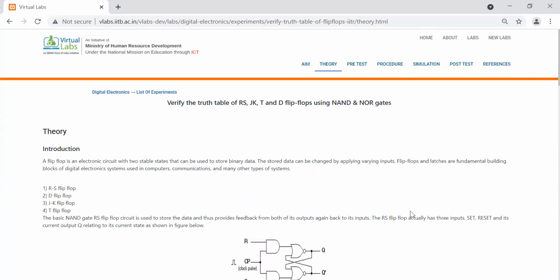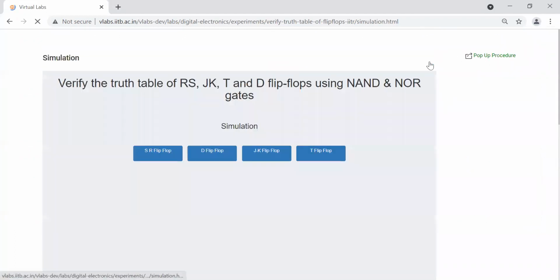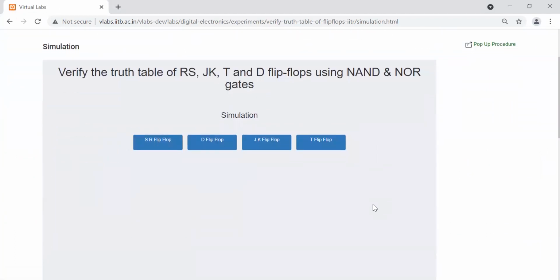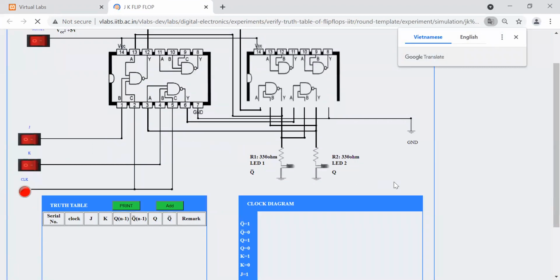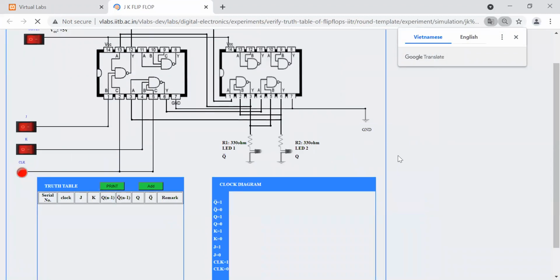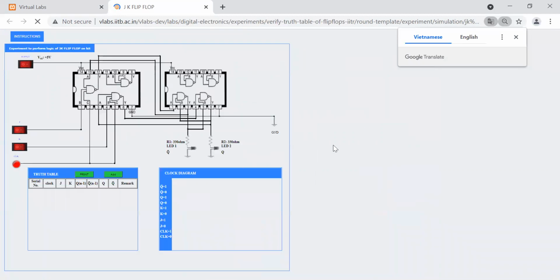Now we will move towards the simulation. In the simulation, we will select the JK flip-flop. This is the circuit diagram of the JK flip-flop. To this circuit, supply is given with the help of this switch. Plus 5 volt supply is given to the circuit. Its inputs are J, K and clock signal, and outputs are Q and Q bar.